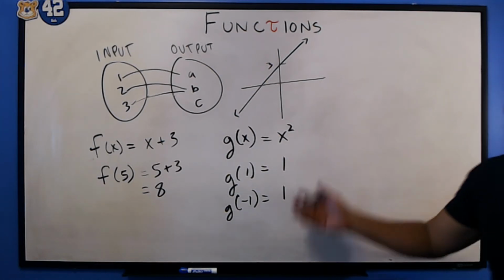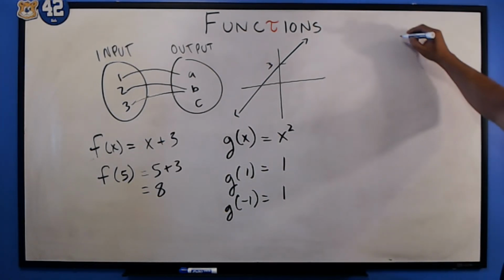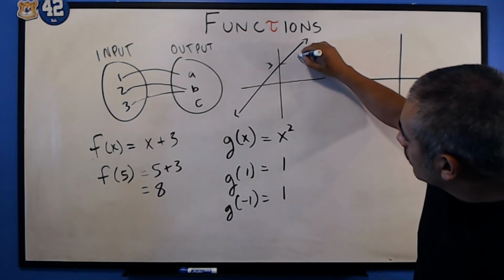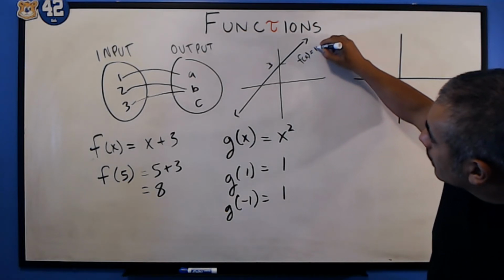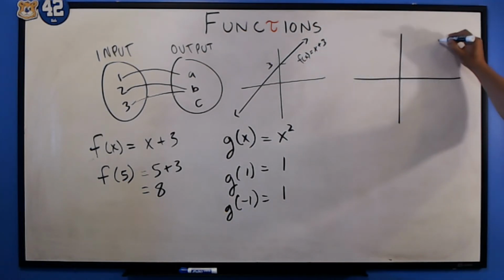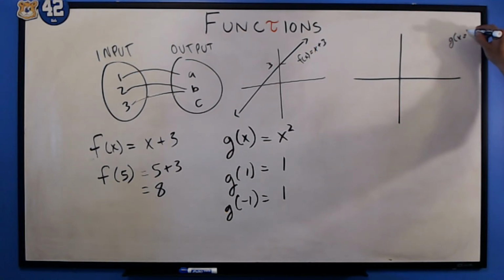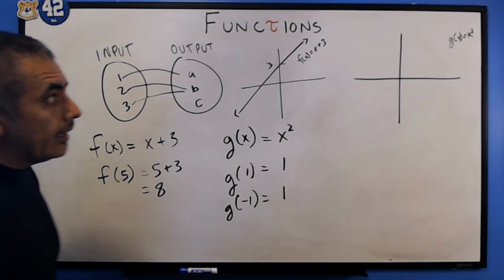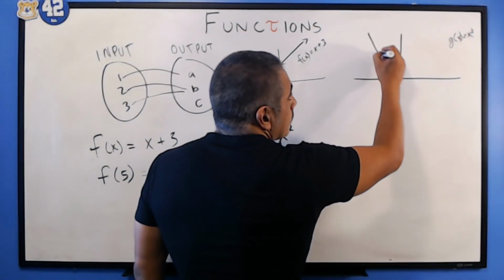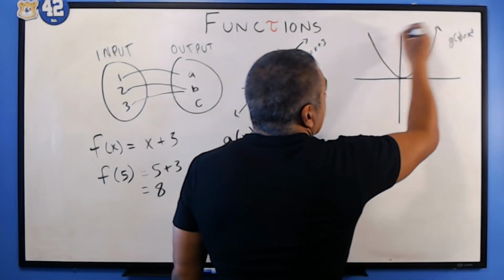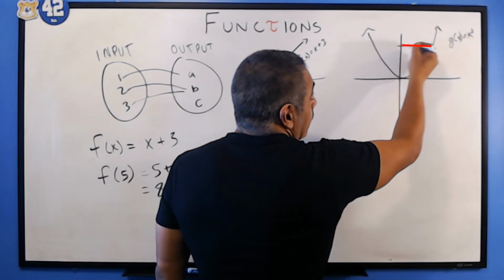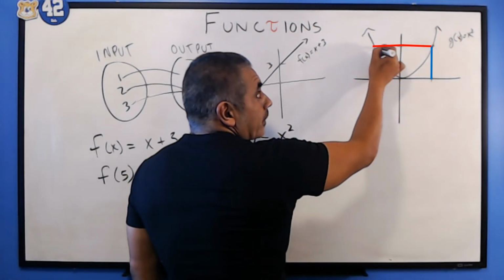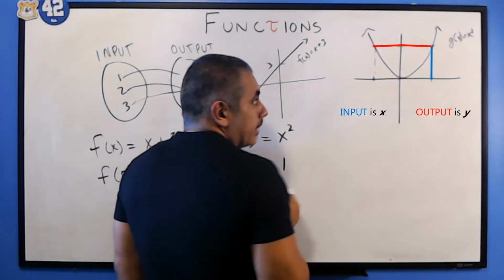And like I said, this makes sense to us because we know the graph. And let me label these. This is the graph of f of x equals x plus 3. And this right here is going to be the graph of g of x equals x squared. And so we know that when we graph it, this y right here matches with this x. But this y over here matches with this x as well. And we're fine with that.